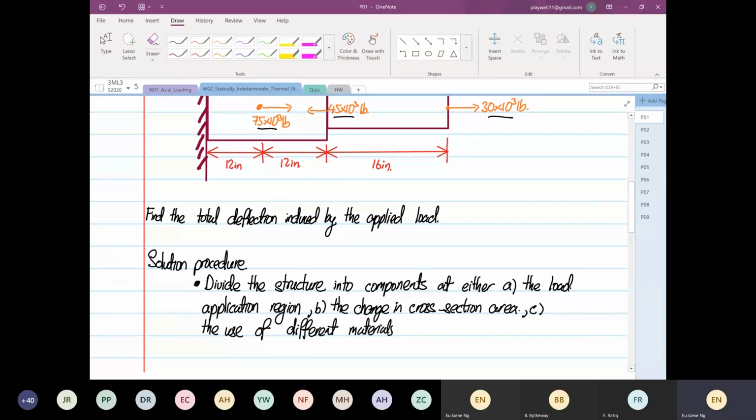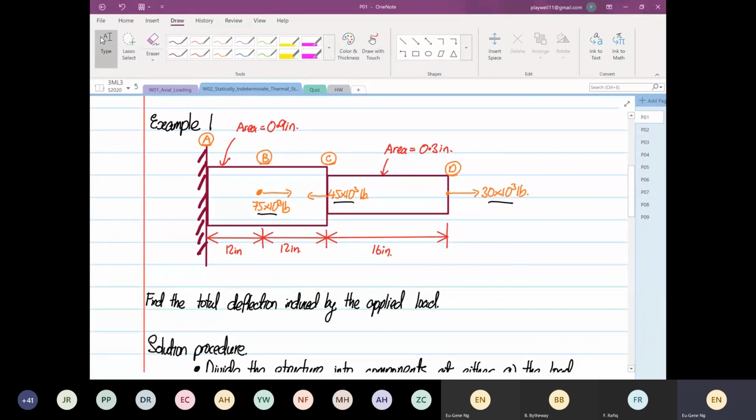If you look at our structure, based on cross-sectional area, we only need to section this structure twice: one from A to C, the other from C to D. If we divide it based on applied load, it will be A to B, you have 1; B to C, you have 2; C to D, you have 3. So based on area, you need to divide by 2, but based on applied load, you have to divide by 3. So you divide the structure based on the maximum number of sections. For this case, the maximum number is 3.